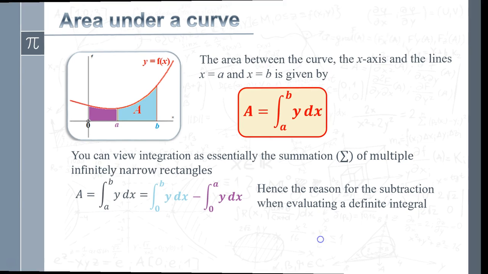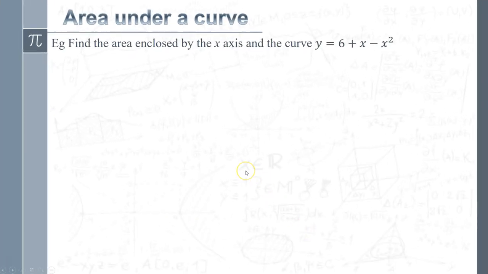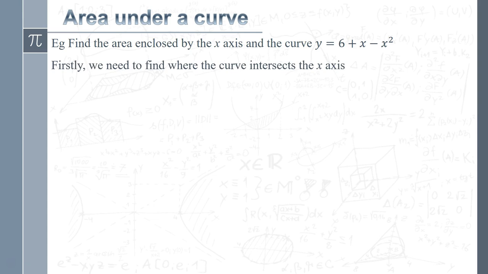Right, that's all the theory sorted. Let's have a look at what happens in practice. We've got a question here saying find the area enclosed by the x-axis and the curve y equals 6 plus x minus x squared. The first thing we've got to do is, if it's enclosed by the x-axis and the curve, figure out where the curve cuts through the x-axis. That's stuff we've been doing since the start of the course. So we're just going to put in y equals 0 and do a bit of solving.